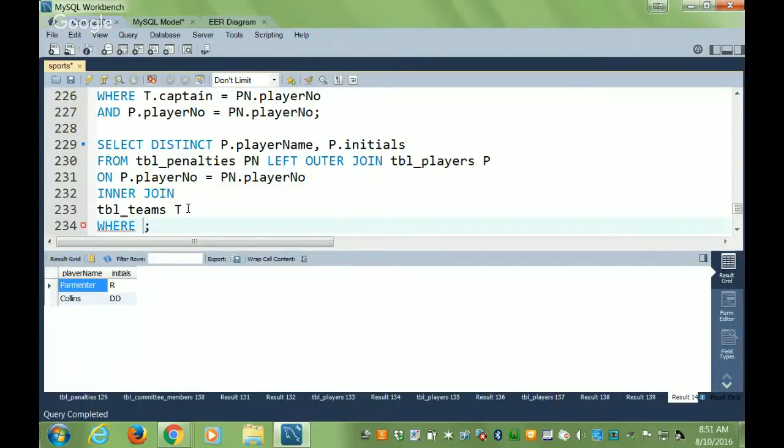Captain here should be equal to player number there, right? So captain here should be equal to player number there. And we can pick up any player number. We can say P dot player number or we can say PN dot player number. Doesn't matter. Think about it for a minute. Logically, it kind of looks okay.